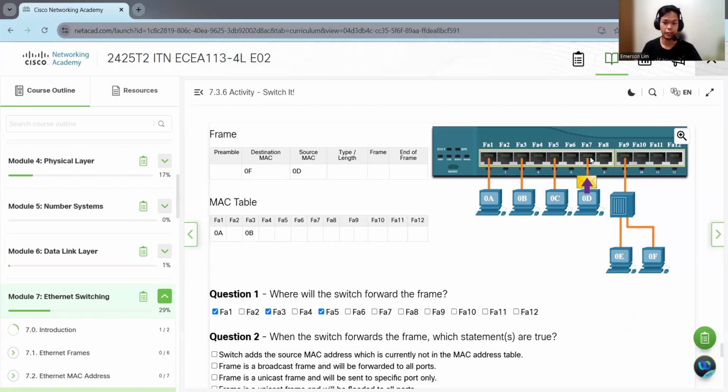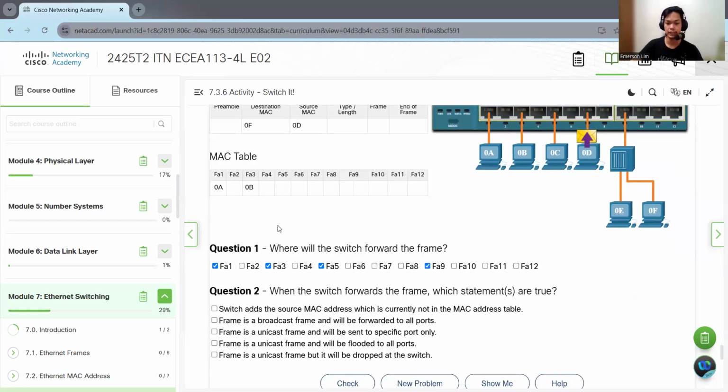Keep in mind, in the router there can only be either a message or a receiver. It cannot be both at the same router. So again, FA8, there's no connection. FA9, yes, there is a connection. FA10, 11, and 12 do not have.